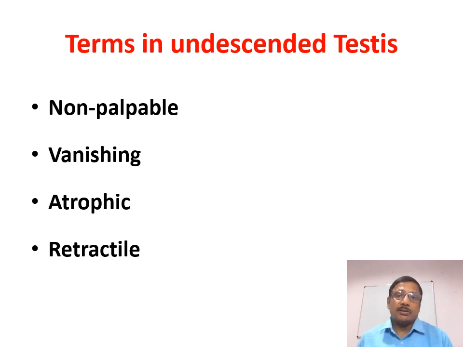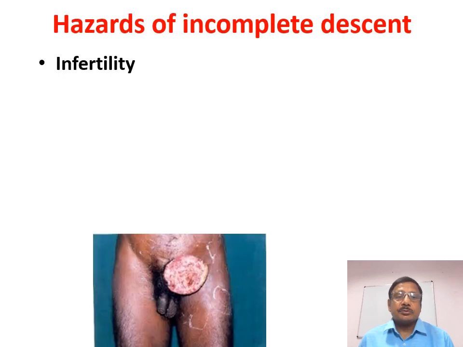This is again a very common mistake. We often label retractile testes as undescended and embark on treatment. So while examining, we must milk the testis down. If it can be brought to the bottom of the scrotum, then it is a normally descended testis and we should not worry. So these are the terms which you should be aware of, and they are commonly used while we are discussing undescended testis.